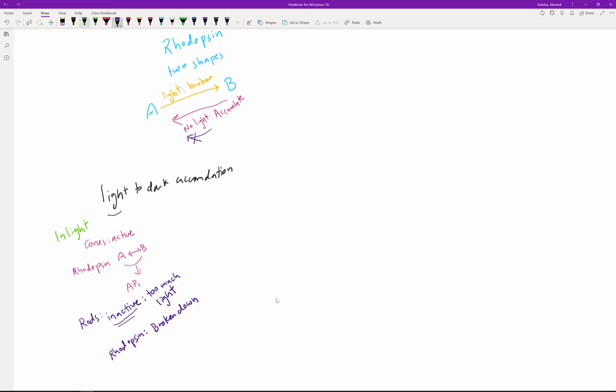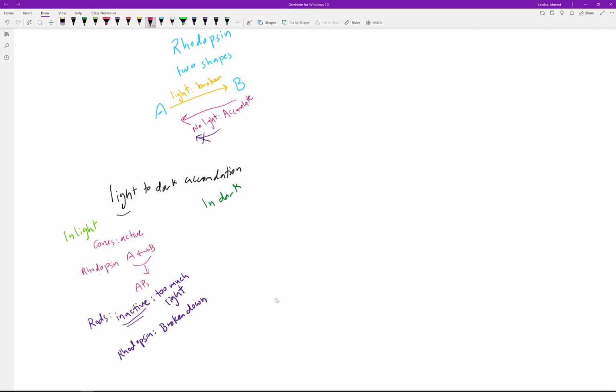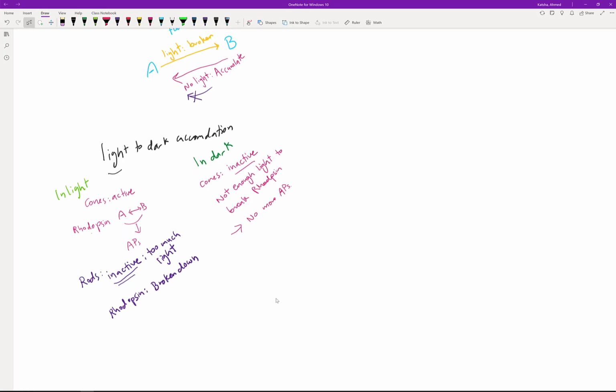Now let's move to in dark. What will happen to the cones? In dark, they will turn inactive immediately. Why? Not enough light to break down rhodopsin. Therefore, no more action potentials. But for rods, now it's perfect. Rods are fine in dim light, so they will start to get activated. So now they are active.